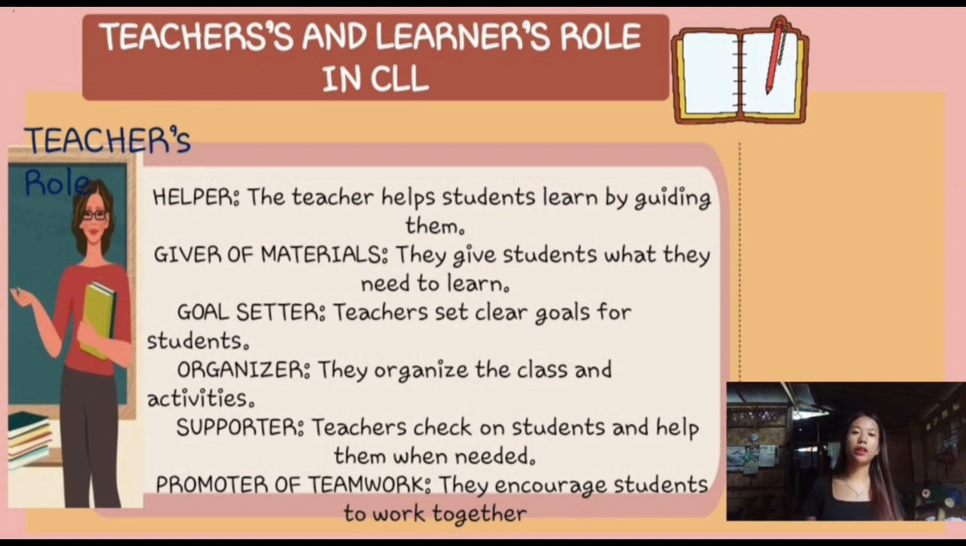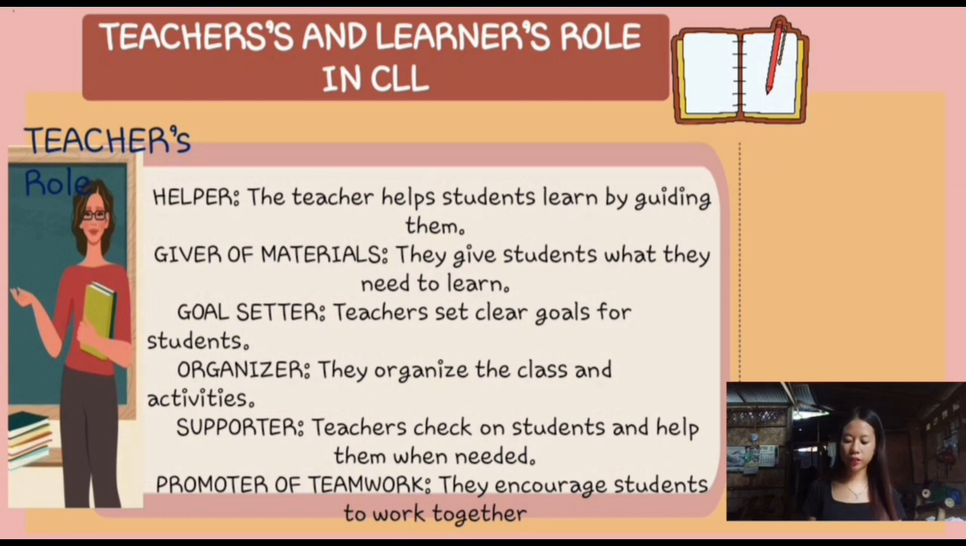So dapat ay tinutulungan ng guro ang kanyang mga estudyante sa kanilang pag-aaral sa pamamagitan ng paggabay sa kanila. So the next one is the teacher's role as giver of material. So they give students what they need to learn. So ang guro ang nagbibigay sa mga mag-aaral ng kanilang kailangan sa kanilang pag-aaral.